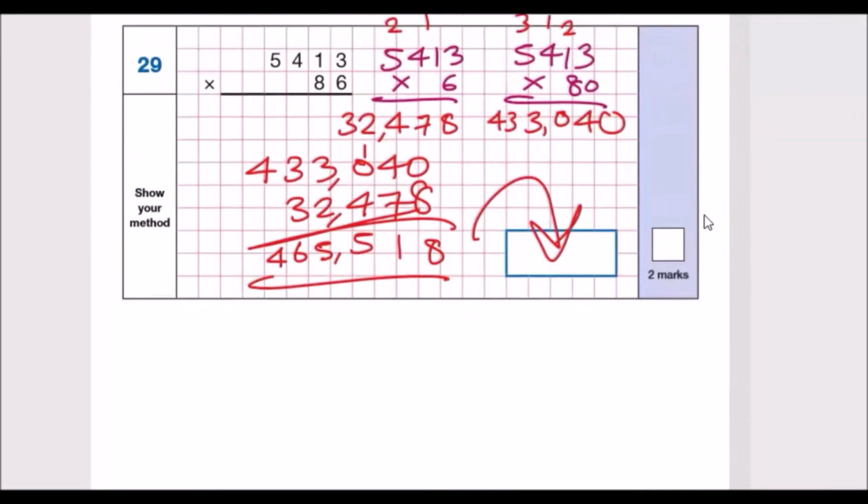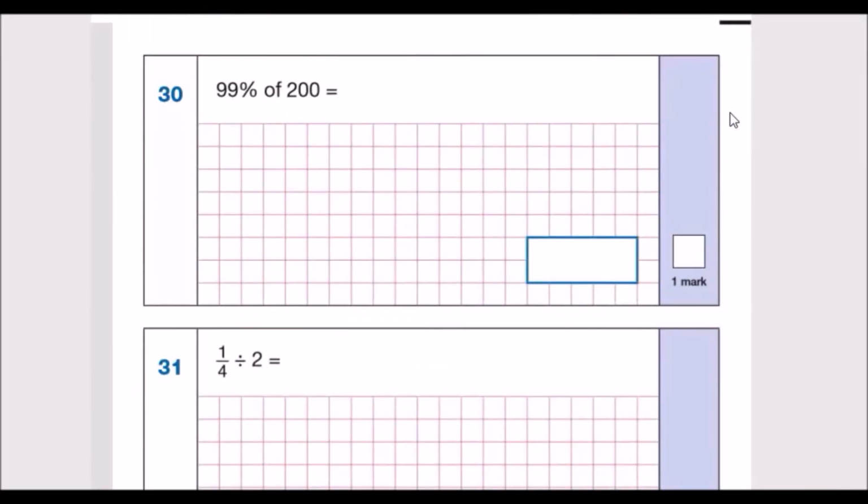Anyway, let's keep going. Number 30. Oh, 99% of 200. Now, this is kind of cheeky, because you could really just find 1%, because everything's always out of 100%. If you know 1%, it will just be the other side. So yeah, this is easy. So first things first, always find 10%, because it means divide by 10. Divide 200 by 10, you get 20.